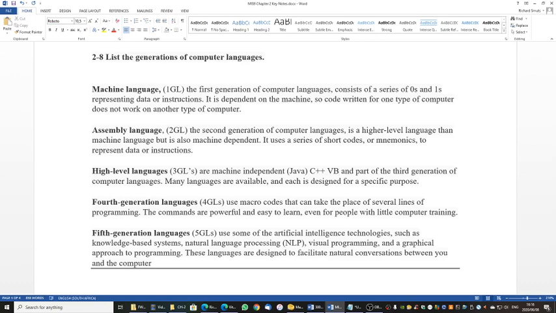Your fourth generation languages use things like objects or an interface where we can use very powerful commands. They're easy to learn, and you will just tell the computer, please print something. End of story when you are actually writing the program language. And even for people with little computer training, they are easy to use because they are far closer to the English language. The fifth generation languages include artificial intelligence.